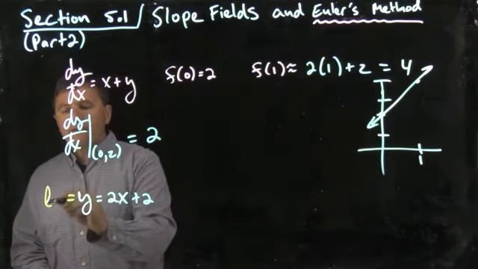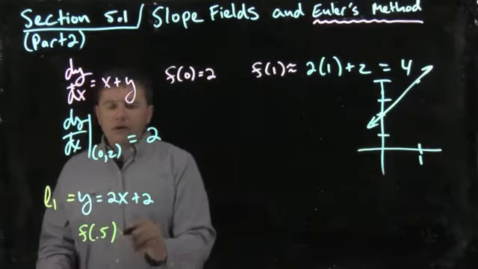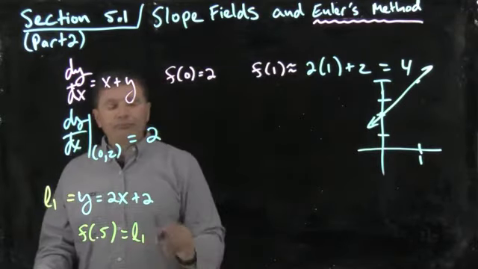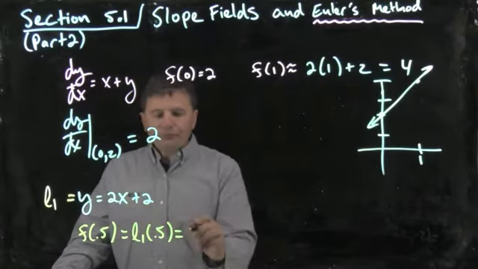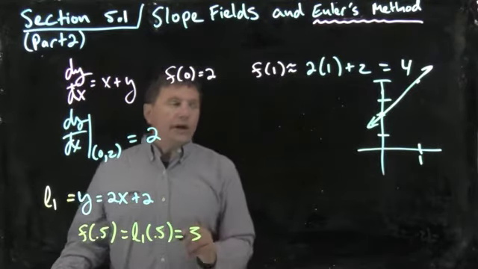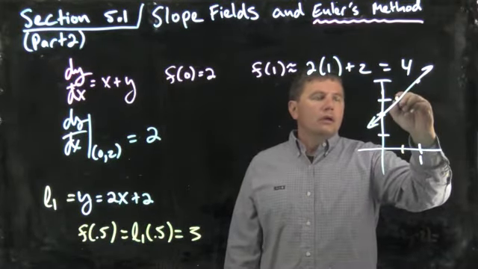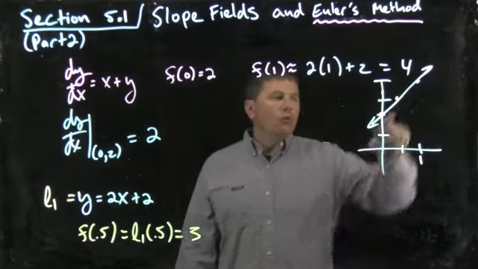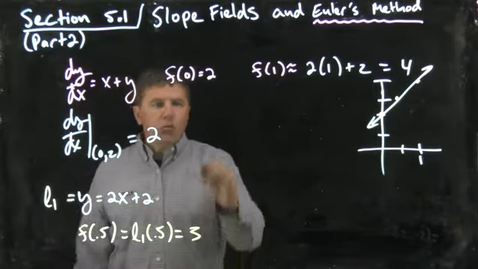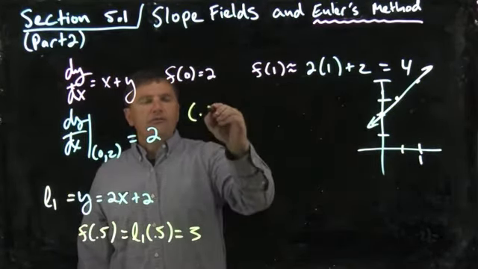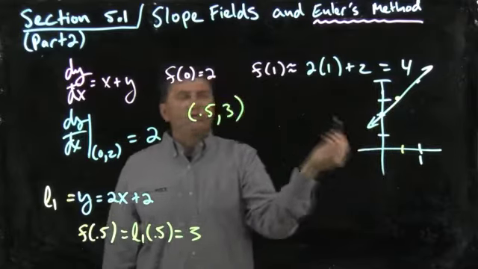So we're going to call this L sub 1. We're going to approximate f of 0.5 by using L sub 1 of 0.5 instead. And that gives us 3. So now I have the point (0.5, 3). Now I'm going to write another tangent line using the new slope. So now I have a new point, (0.5, 3). Now we're going to write a tangent line from that particular point.